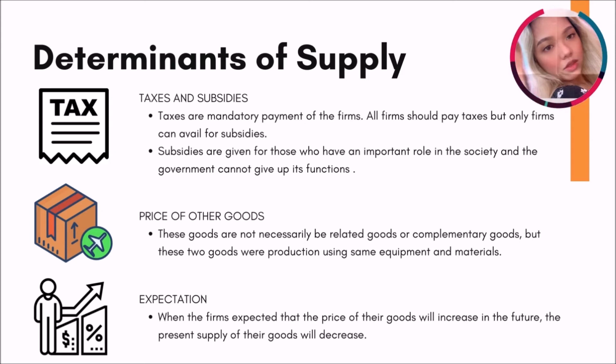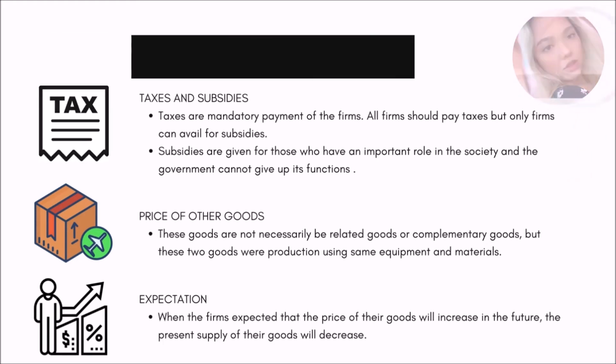The last determinant of supply would be the expectation. When the firms expect that the price of their goods will increase in the future, the present supply of their goods will decrease, because the suppliers are expecting a change in price in the future.